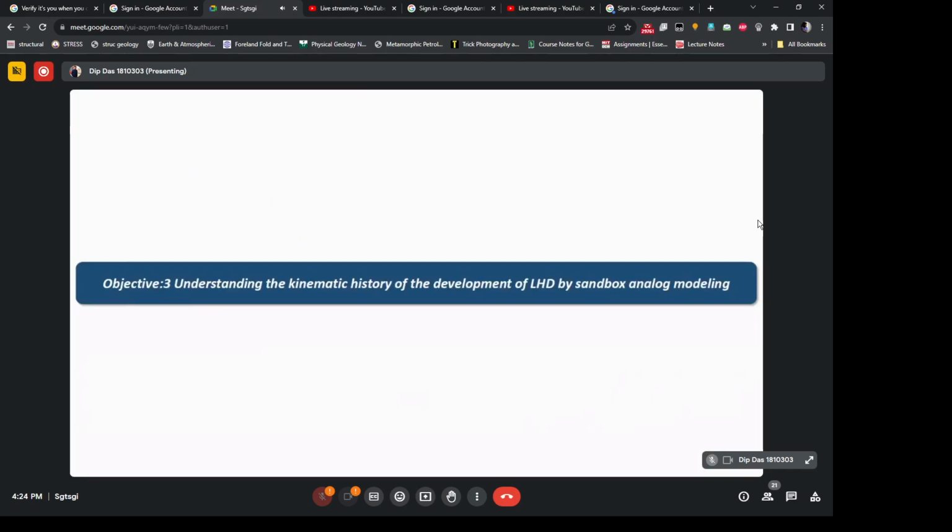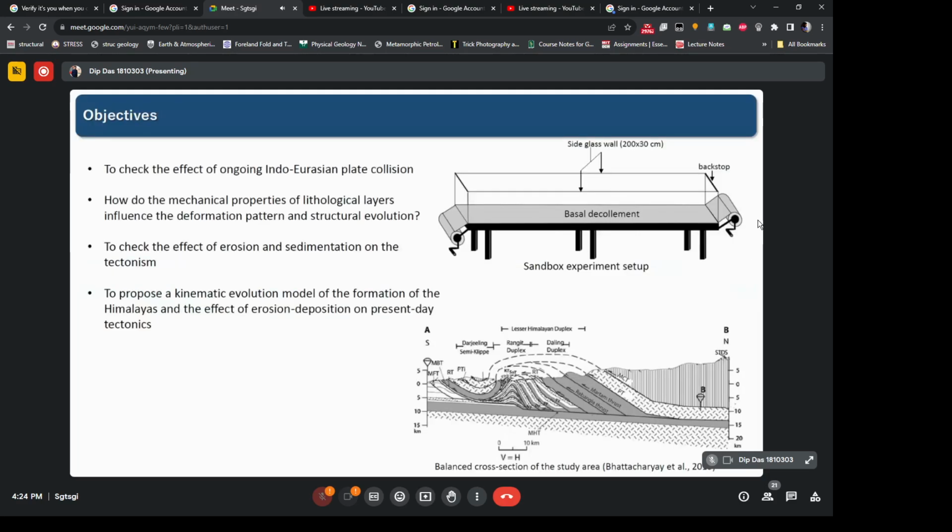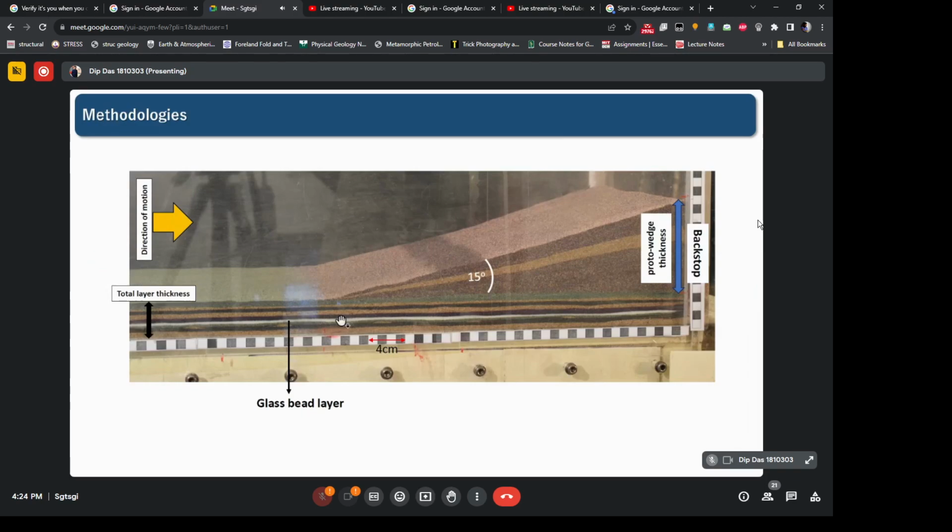Now, let's move into objective number 3, which is understanding the kinematic history of the development of the LHD by sandbox analog modeling. This is a typical example of a sandbox model and the experimental setup, and we try to simulate the balanced cross section given by Bhattacharya et al. For our experiment, this is the initial setup. Here we introduce a glass bead layer which acted as the Gondwana coal shell layers, and we introduced a proto wedge of 15° and a basal angle of 15°.